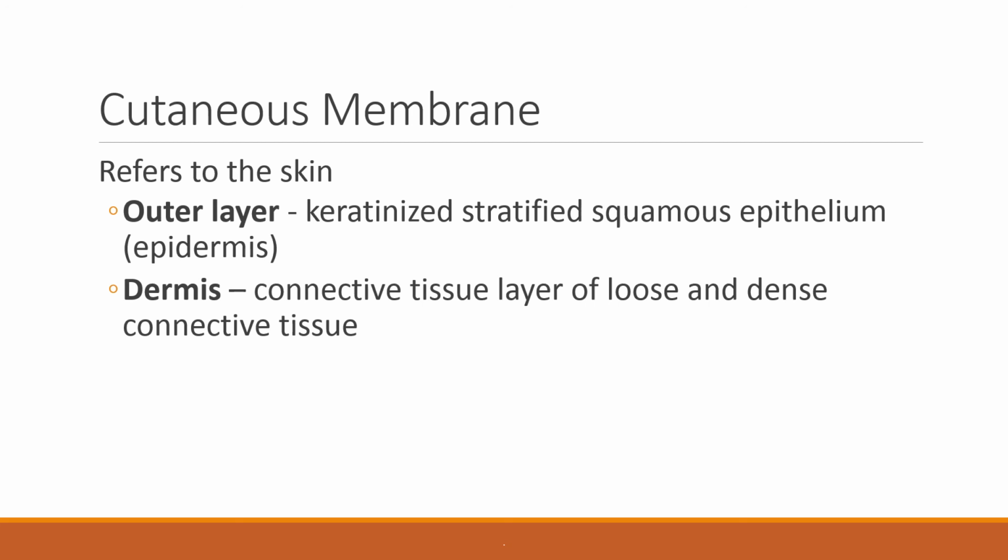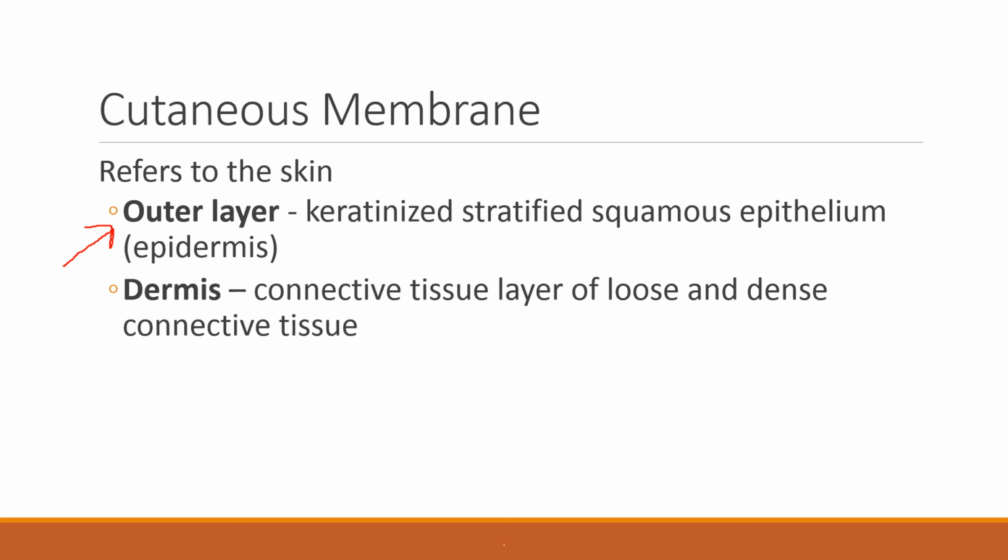Its structure is not like a true membrane. The skin is a dry membrane, unlike the others that we've talked about, so it doesn't have a liquidy layer on its surface. The skin is composed of an outer layer made up of several layers of keratinized squamous cells. This is a keratinized stratified squamous epithelium, and it's called the epidermis.